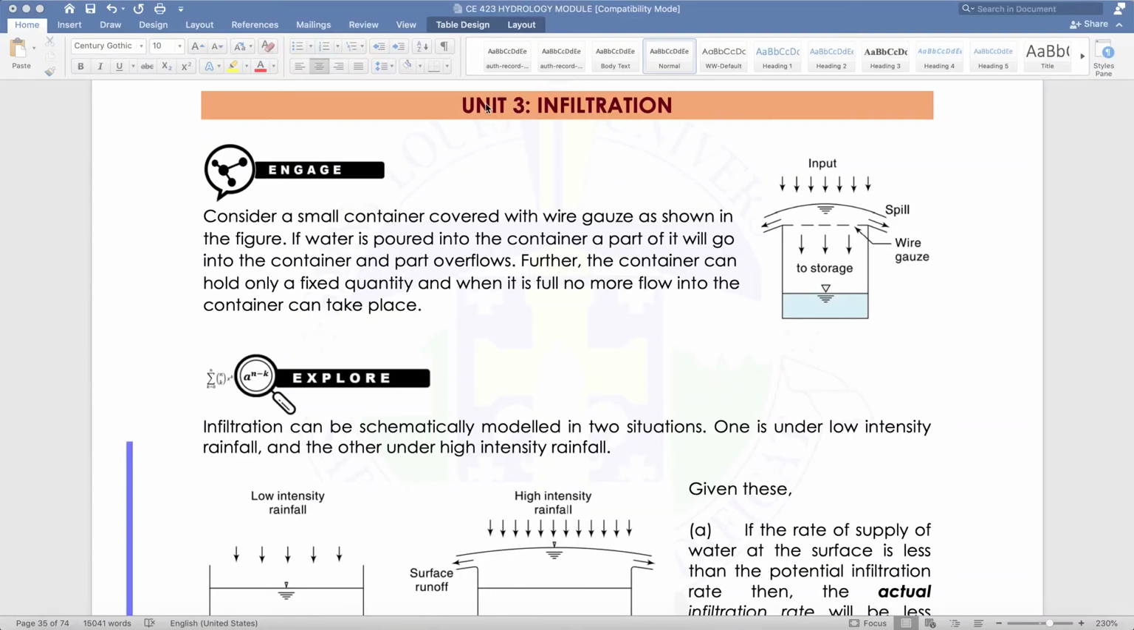So for this video, we're already on Unit 1, Infiltration, but we are still on Module number 1. So we are going to discuss infiltration.